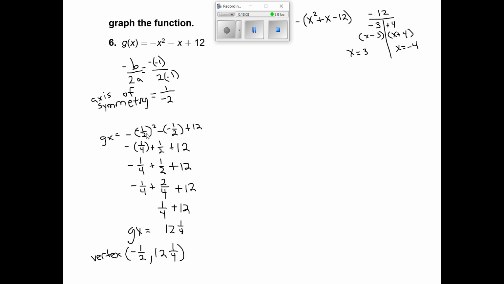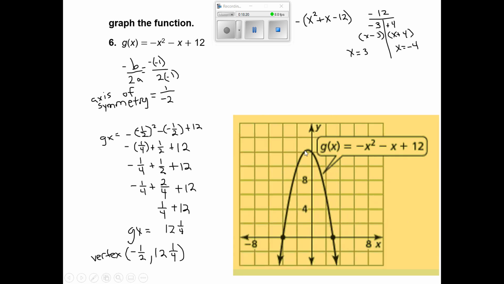I'm going to plug that into my problem. When I work it out, I'm going to get 12 and 1/4. So my vertex should be negative 1/2 and 12 and 1/4. Once I've got my vertex there, I'm going to go ahead and remember that I'm crossing through positive 12. So I can make another point here and another point here to reflect off of it.